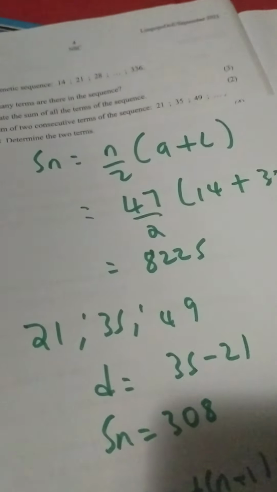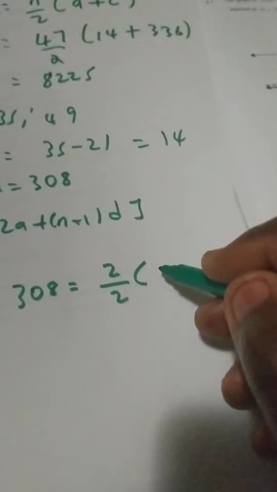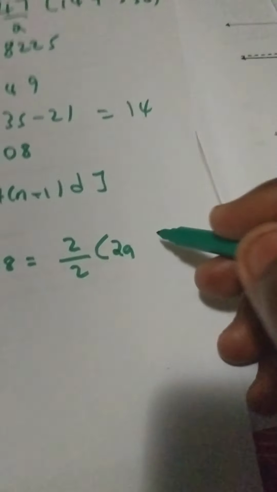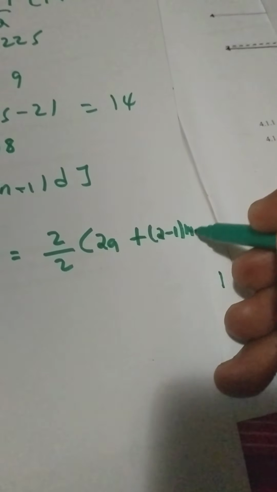And then remember they want the first 2 terms, no? They want the 2 terms. Therefore, we don't know what a and the second term is. So we'll just leave it as 2a because we don't know what a is. And then this is 2 minus 1. D we know, it's 14.